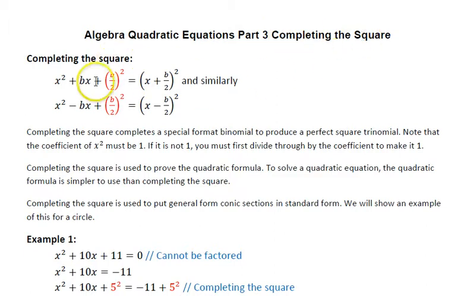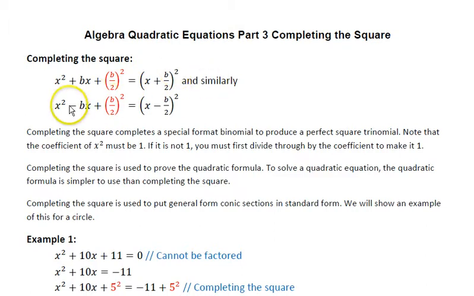To complete the square, you need to start with a binomial of the form x squared plus b times x. Then you take the linear term coefficient, which is b, take half of it and square it. When you add that, you have created a perfect square trinomial, and it's the square of x plus b over 2 squared.